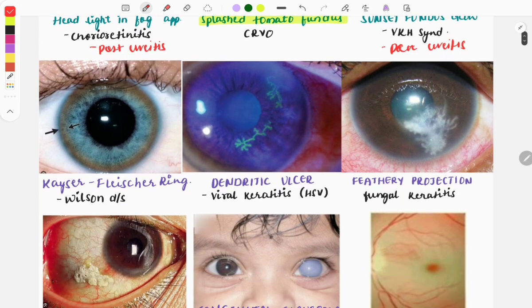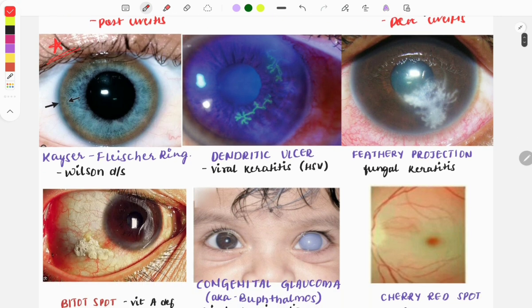Then moving on to the next image. This is also a very important image, asked multiple times. ये integrated करके पूछा गया है biochemistry से, फिर pediatrics में. This ring, as you can see here, is called the KF ring, seen in Wilson's disease. Wilson's disease means there is increased serum copper. ठीक है, तो copper यहाँ पर accumulate हो जाएगा, giving this appearance called the KF ring.